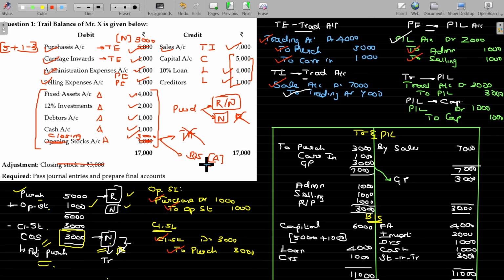Is that clear? So 2 points are noted here. One is purchases, whether it's real or nominal, I explained. Second one is, if the closing stock appears in the trial balance, how do I handle that? That should be transferred only to the balance sheet, not to the trading account. Is that okay? Come on, make a note of it.